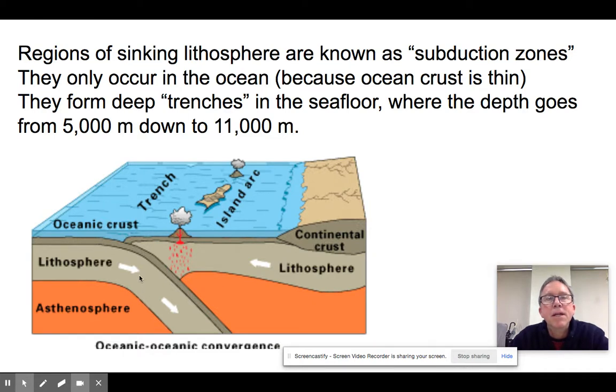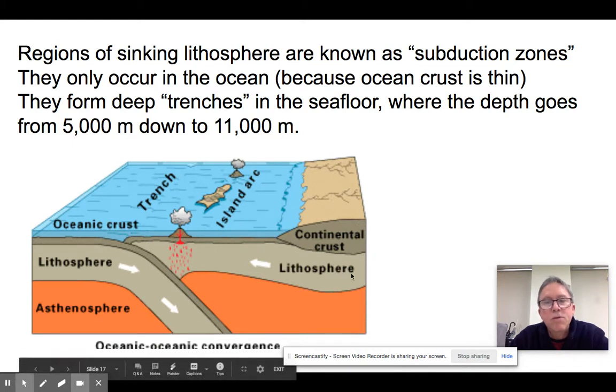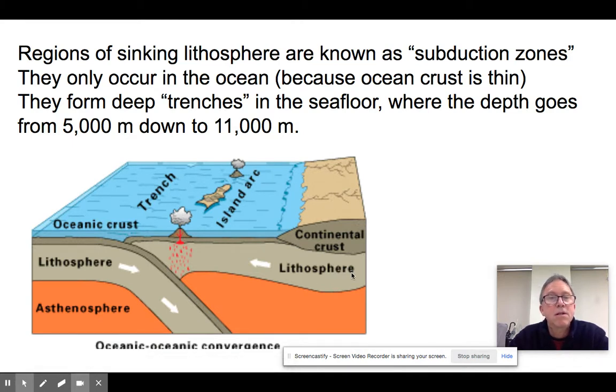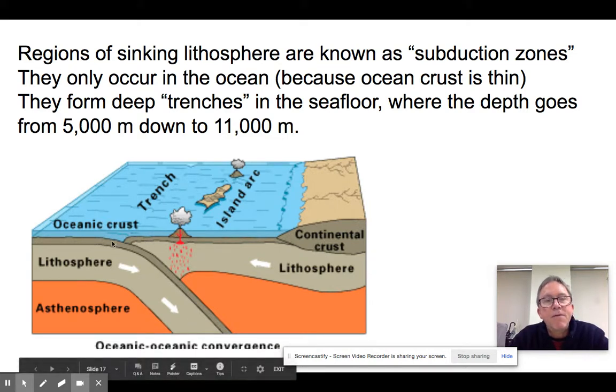And basically, it can occur in different places. They always occur in the ocean, at subduction zones, because it's only ocean plate that can go under. Continental crust is too buoyant and too thick to be pulled under. But the seafloor crust is capable of doing that. So it forms where it goes down.